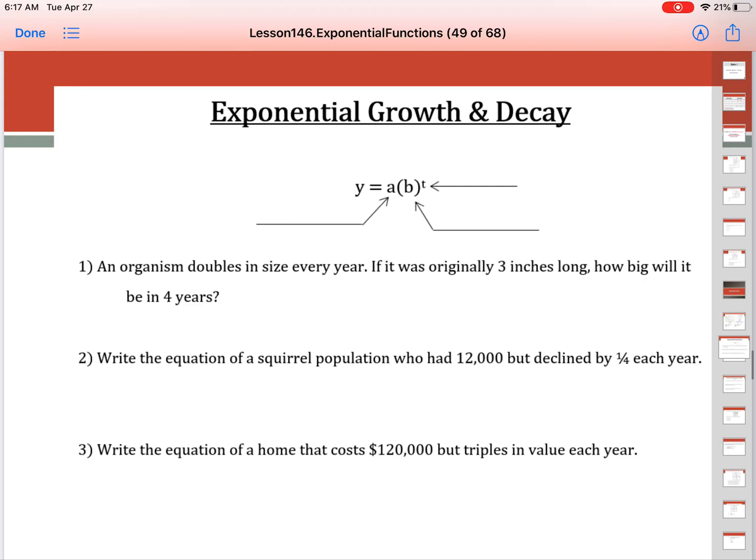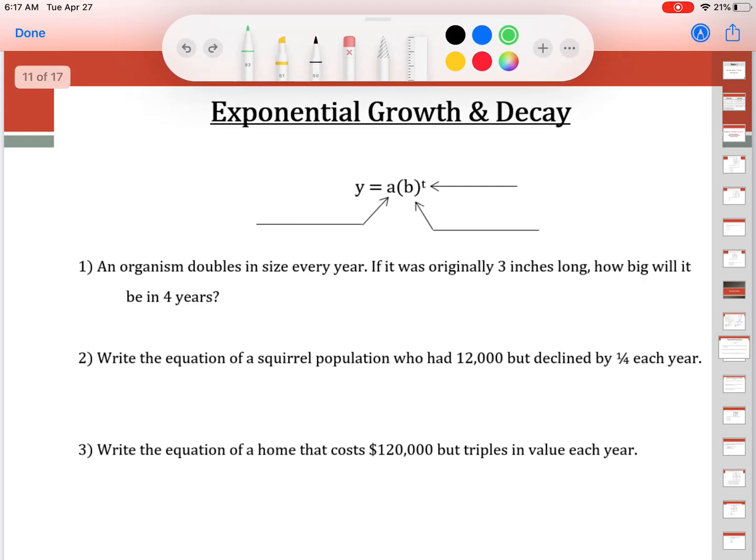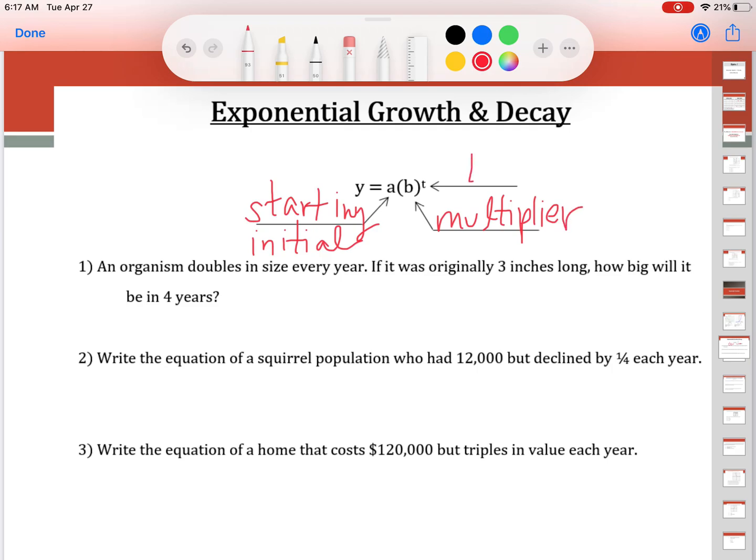Okay, so once you have those 2, let's move into some word problems. These word problems are very easy though. So in this here, we always have a starting value. So we're going to figure out where this thing starts. In math, another word for starting is the word initial. Then we have the next one, which is my multiplier. And then it's raised to the time.